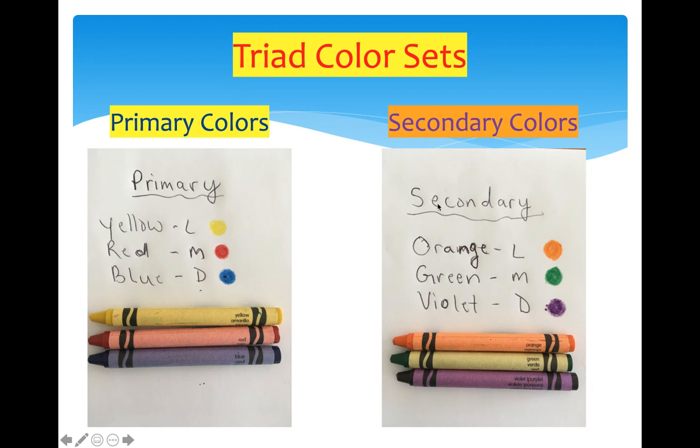Okay, then we have our secondary. So orange is the light color, green is the medium color, and violet is the dark color. So that's another triad, and you're going to only be using one of these. Only one. So 3 total colors for your entire project. And you want to be thinking about which set you want to use, because I'm going to be asking you.